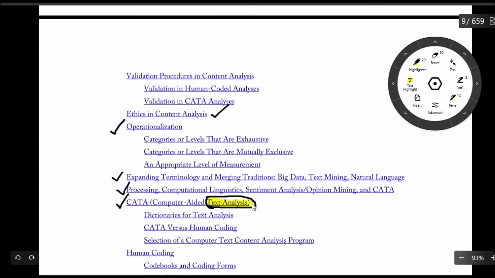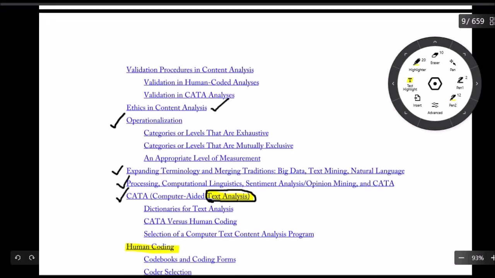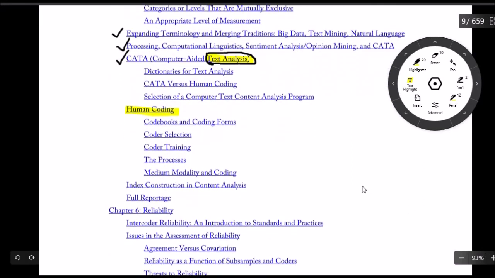So textual analysis is really important for us to understand. Here you will see what kind of textual analysis has to be performed. Then what is the importance of human coding? That also is something that you need to see, and there is proper training that has to be understood as to how the code books are generated, then coder selection, coder training.